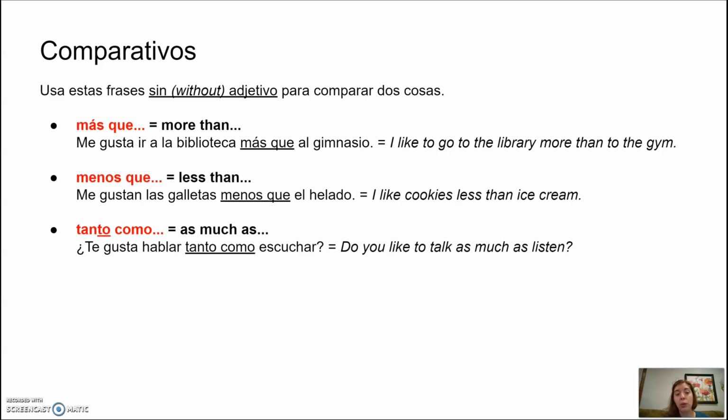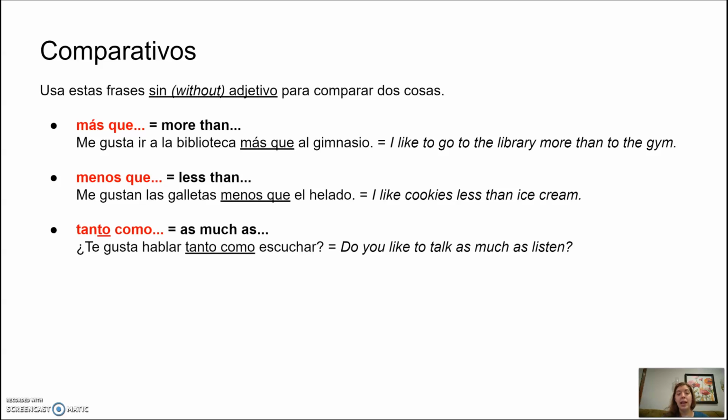Me gusta ir a la biblioteca más que al gimnasio. I like to go to the library more than to the gym. So here we're comparing one thing that we like more than another. This is a phrase where we commonly use these comparatives without an adjective. Menos que significa less than. Me gustan las galletas menos que el helado. I like cookies less than ice cream. Notice here, me gustan is the plural form of gustar, to refer to las galletas.